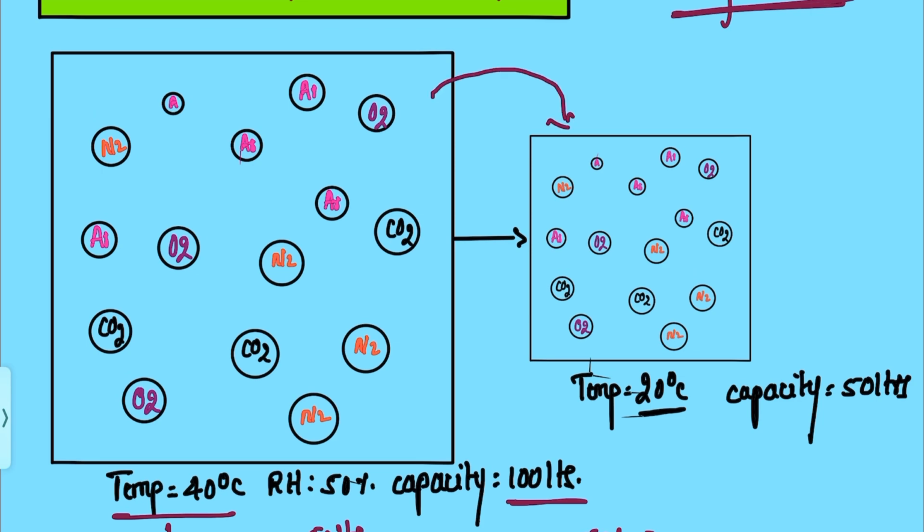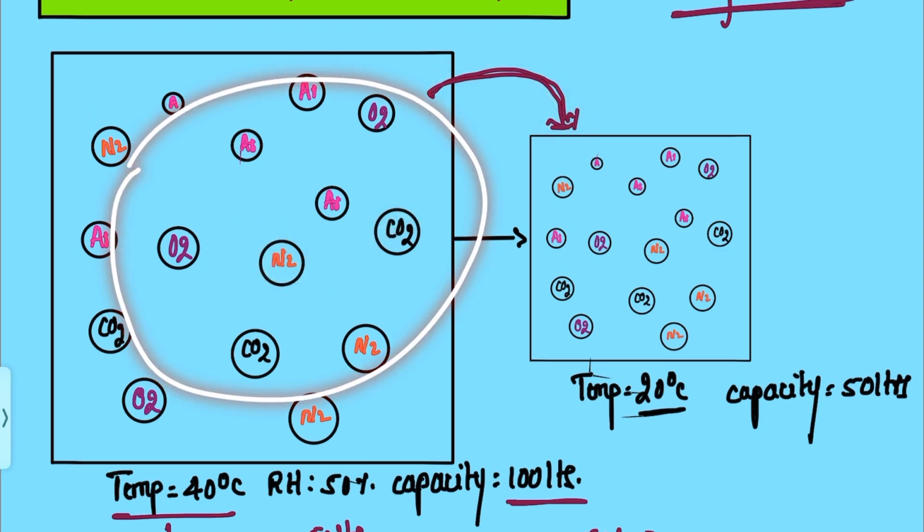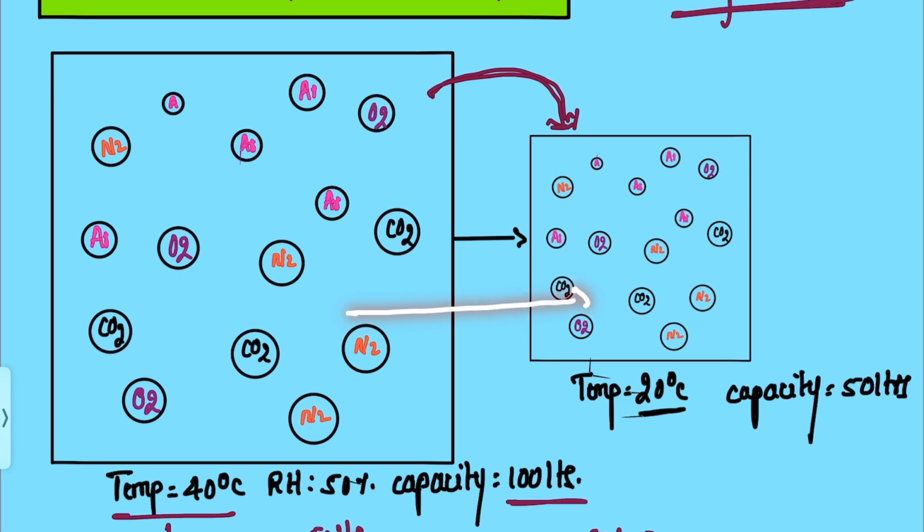Let's say suddenly there was a cloud cover and the overall temperature drops. This is how it rains, right? Before rain, you see the temperature of the area decreases, and at the same time, moisture is also being added. Because of the decrease in temperature, the overall holding capacity or carrying capacity of the air decreases. So the space has decreased. The temperature has gone from 40 to 20 degrees.